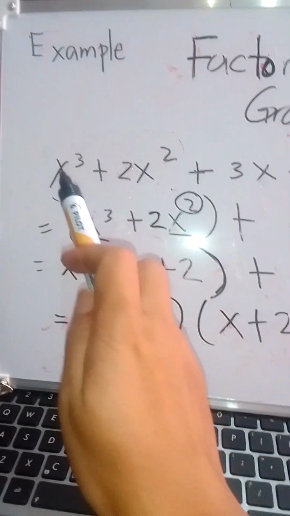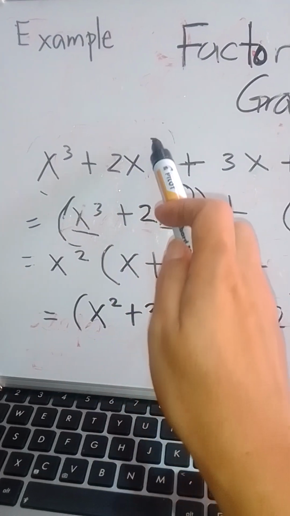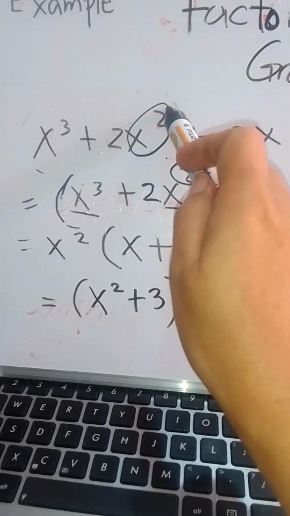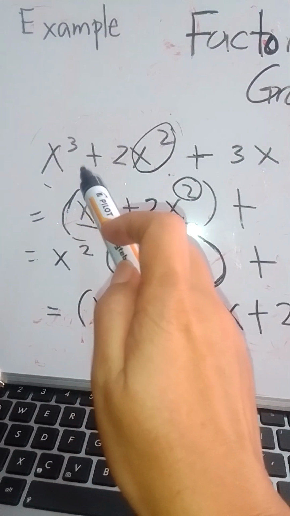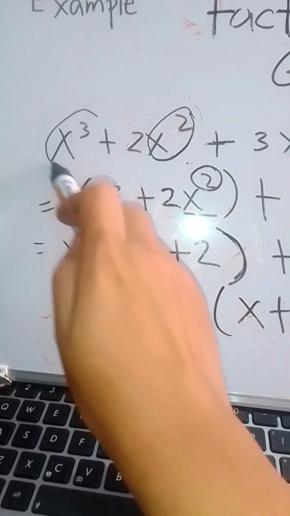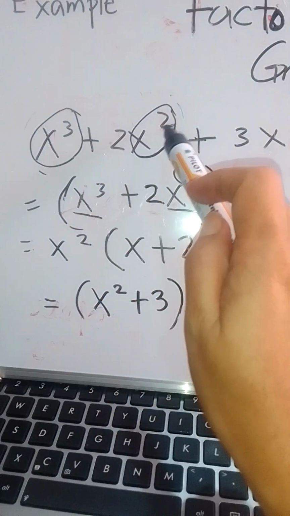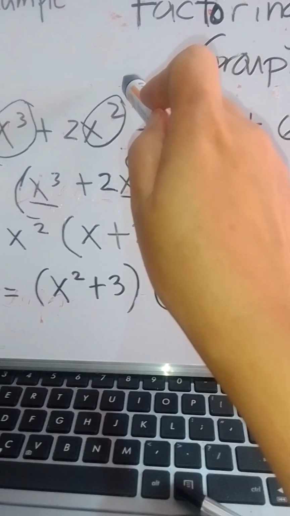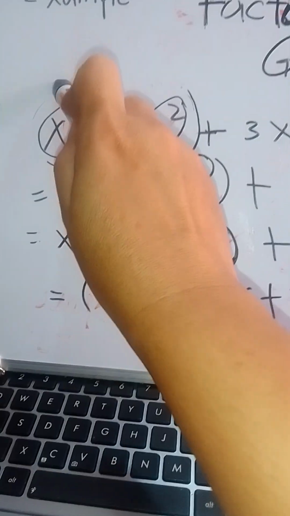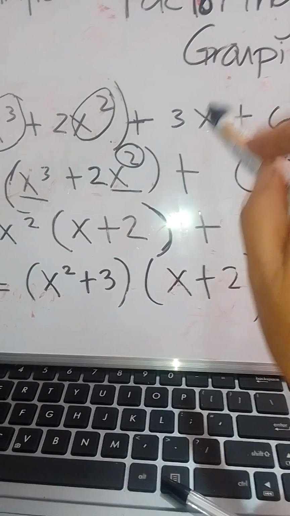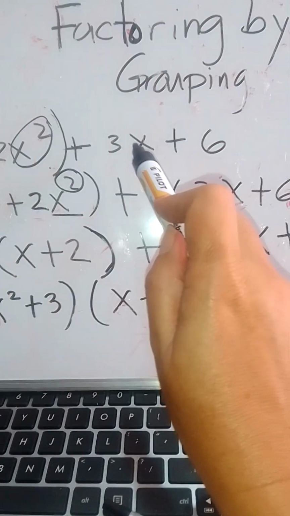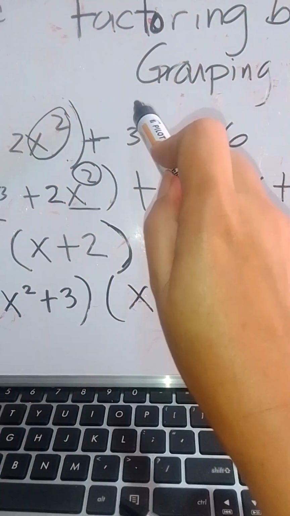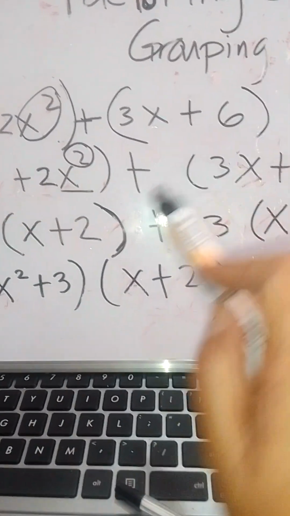When you see this x cubed and 2x squared, you can see that it has a common factor x squared. So x cubed and 2x squared can be factored out. You just put a parenthesis to group these two. And then 3x plus 6, as you can see, 3 and 6 can be factored out. So just put parentheses here.